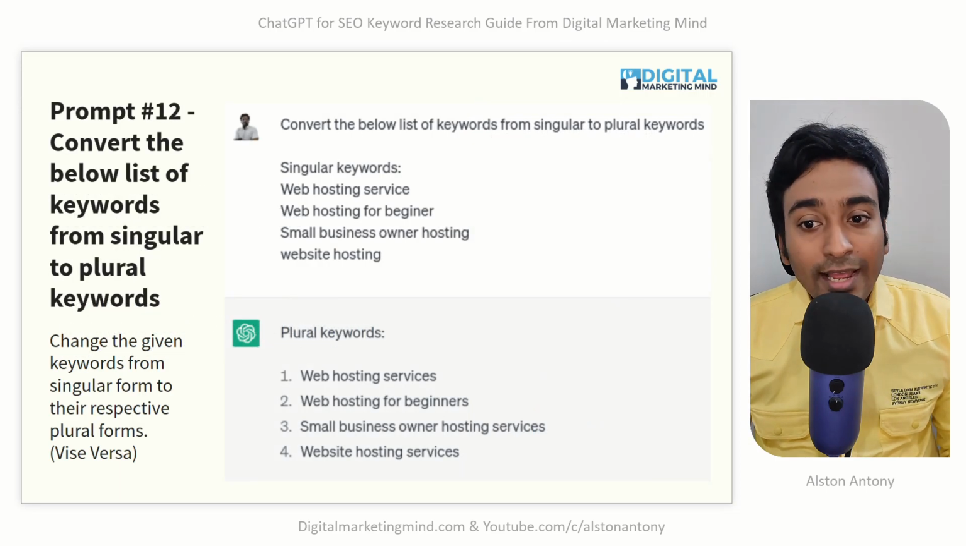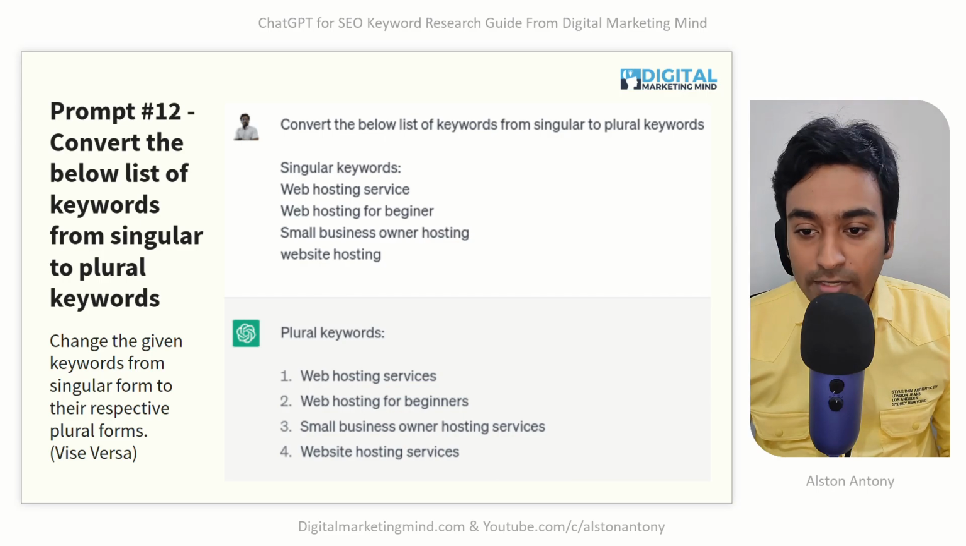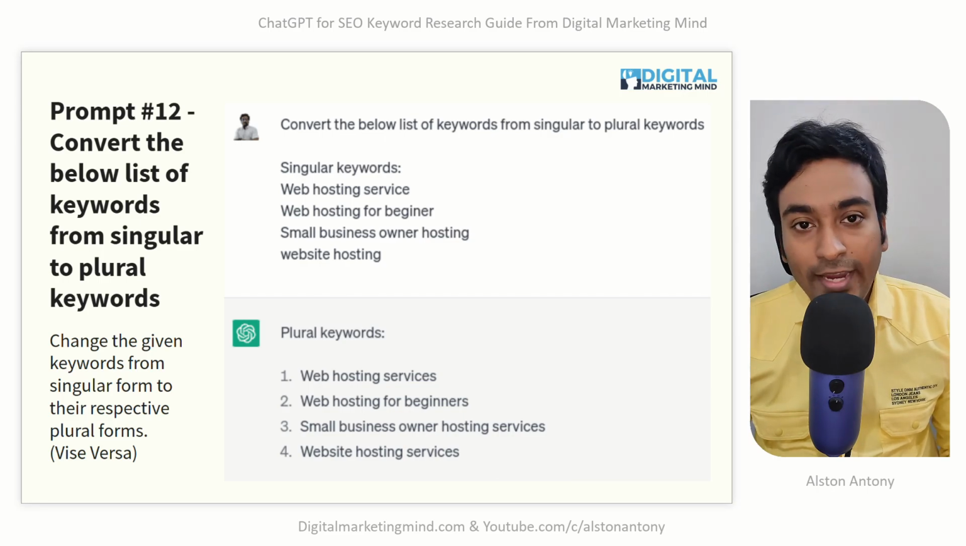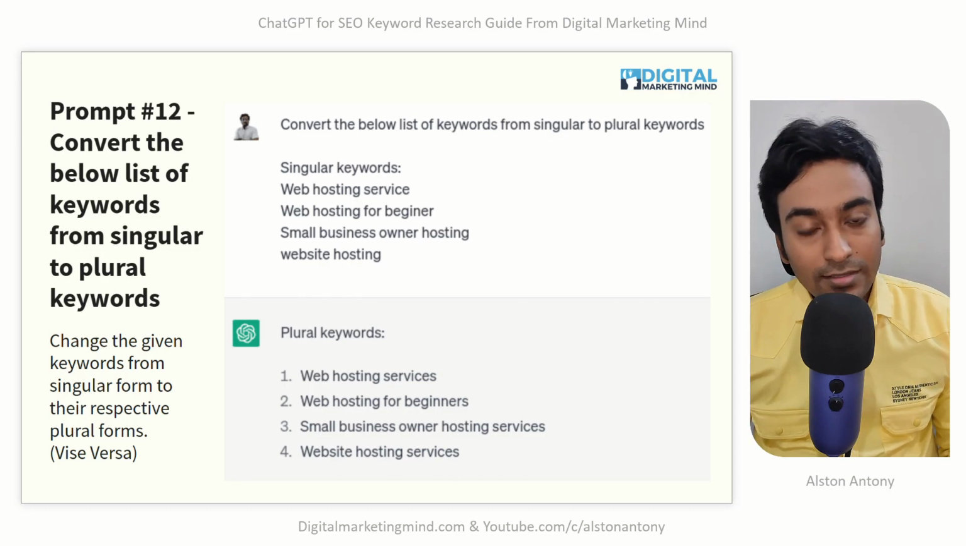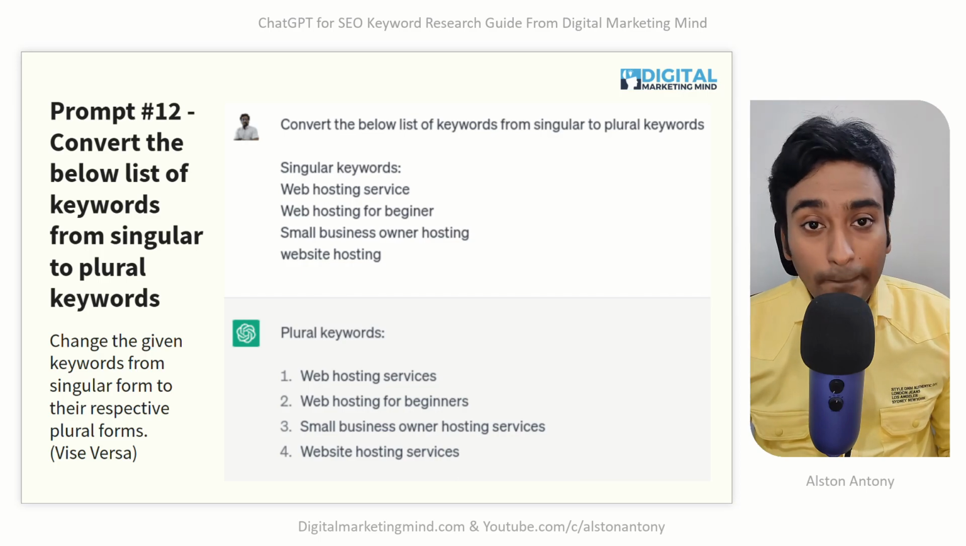Prompt 12. Convert below list of keywords from singular to plural keywords. We can use this prompt vice versa also. For example, if you have keywords which are all in plural form, you can use singular as well. Like some people prefer to type it in singular, some people might prefer to type in plural form. So whichever the one, depending on your need, you can convert these as well. So you paste in this command and list out all the singular keywords. It will automatically convert them into plural keywords for you.